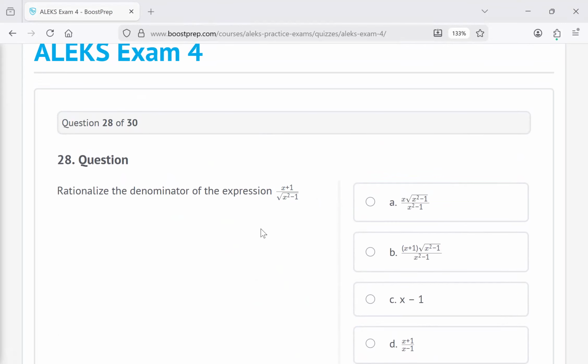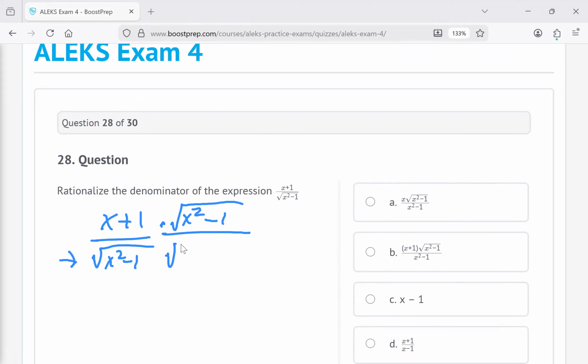Okay, almost there. Rationalize the denominator. So this one's simple. x plus 1 over square root of x squared minus 1. To rationalize the denominator, I'll get rid of this radical on the bottom. All you gotta do is multiply top and bottom by the square root of x squared minus 1. That's it. So on the top, you are left with x plus 1 times square root of x squared minus 1. And then on the bottom, the radical disappears, we're just left with x squared minus 1. And that would be letter B.